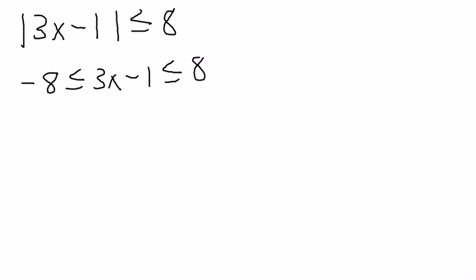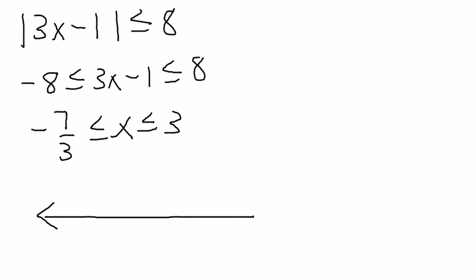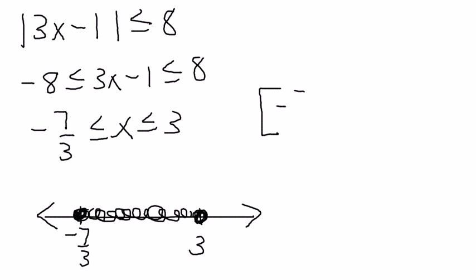If we add 1 to both sides and then divide by 3, we get x to fall between negative 7/3 is less than or equal to x, which is less than or equal to 3. On my number line, remember, there's negative 7/3, there's positive 3. I have closed in circles at both places, and then I'm colored in on the interior. If I represented it in interval notation, it would be from negative 7/3 to 3, and I use my brackets because it's inclusive.